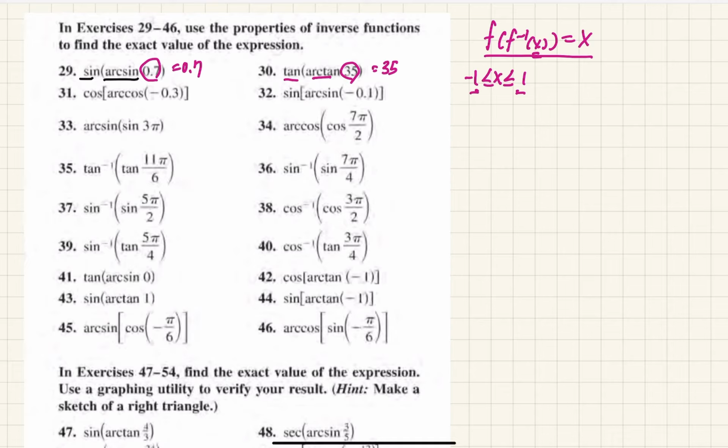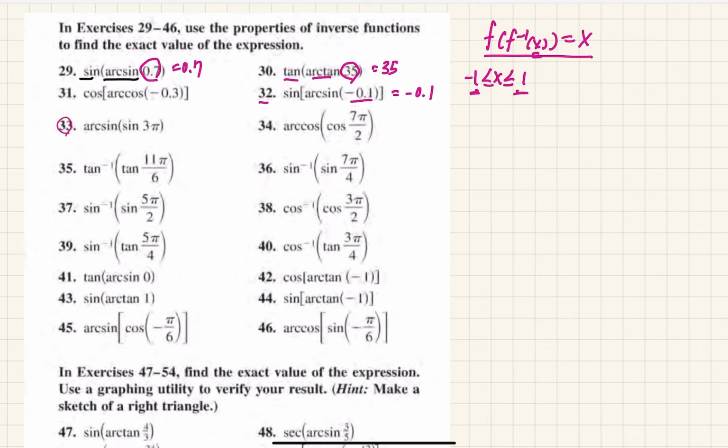Okay, 32. Sine arc sine -0.1. Yeah, same format. f of f inverse, sine arc sine. So if -0.1 satisfies the domain of inverse sine, the answer is -0.1. -0.1 is between -1 and 1. So the answer is x itself, -0.1.